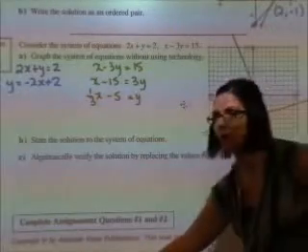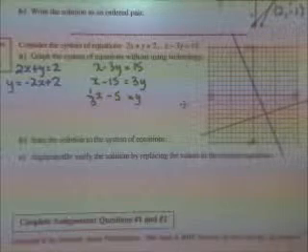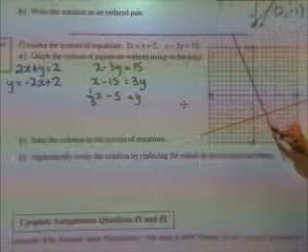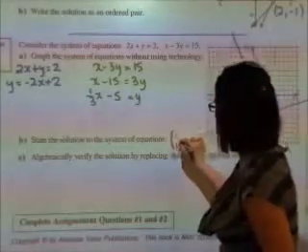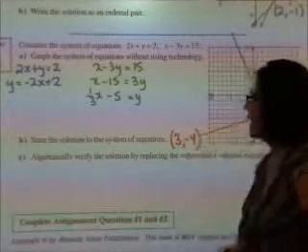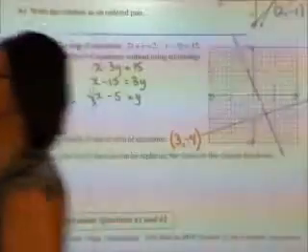And where do these 2 lines seem to intersect? 3 and -4. So the solution would be at 3 and -4. Oh, sorry, for 3. That's okay. Thank you.